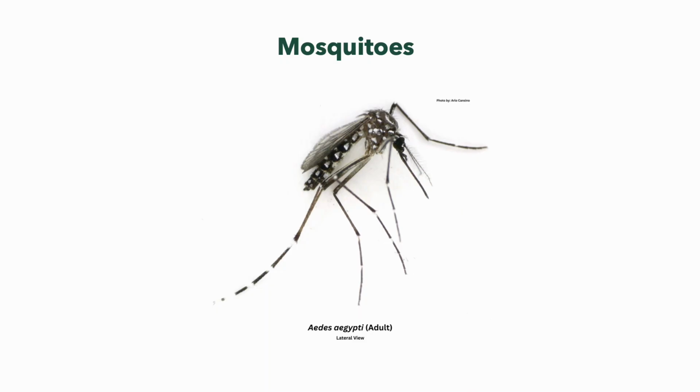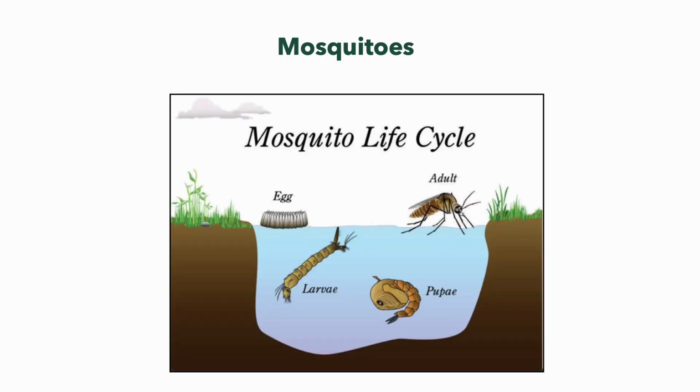Effective identification requires familiarity with their four developmental stages: egg, larva, pupa, and adult. Adults blood feed and lay eggs, which hatch into larvae, develop into pupae, and then emerge as adults, continuing the life cycle and sustaining mosquito populations within communities.